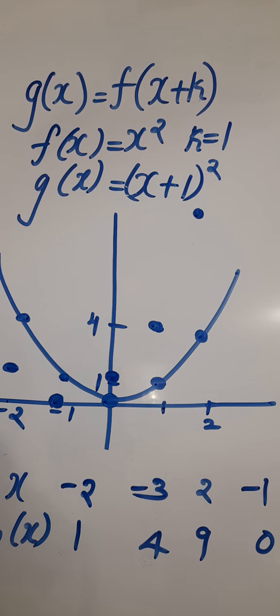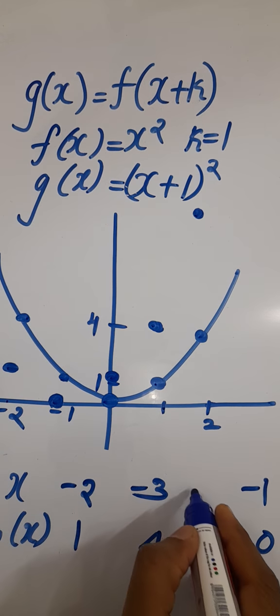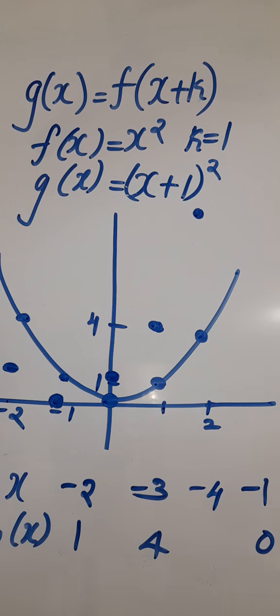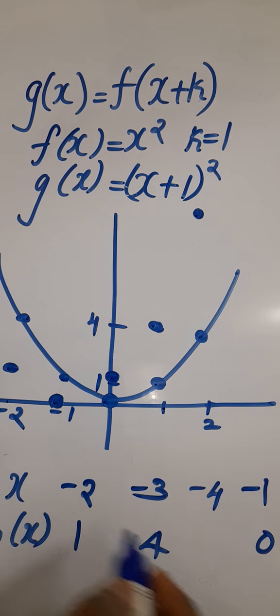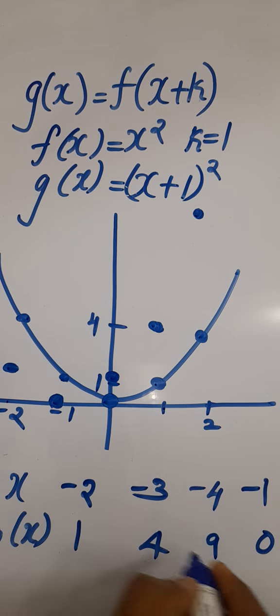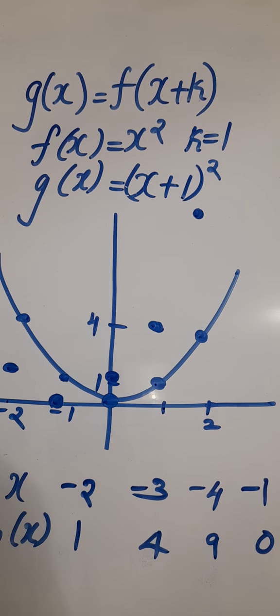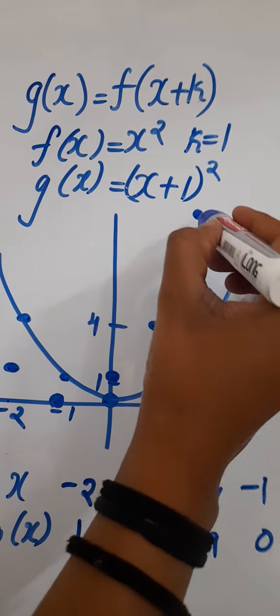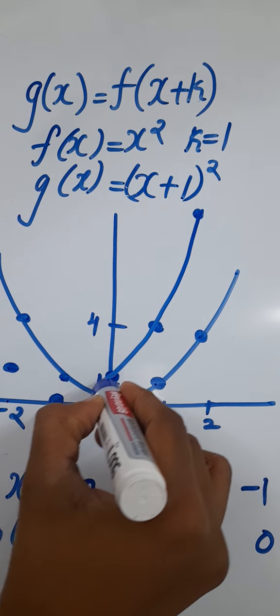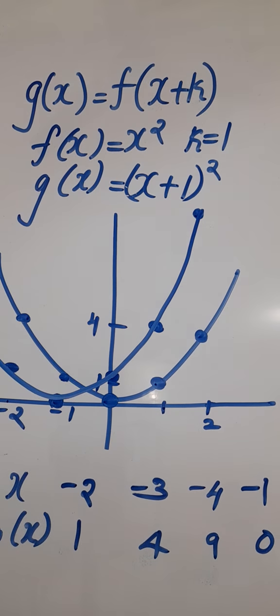Now if you want, you can find one more. For x equals minus 4, minus 4 plus 1, we get it to be equal to minus 3, and minus 3 square, you get it to be equal to 9. So for x equal to minus 4, we get 9. Let us join this now. We get this to be the curve.